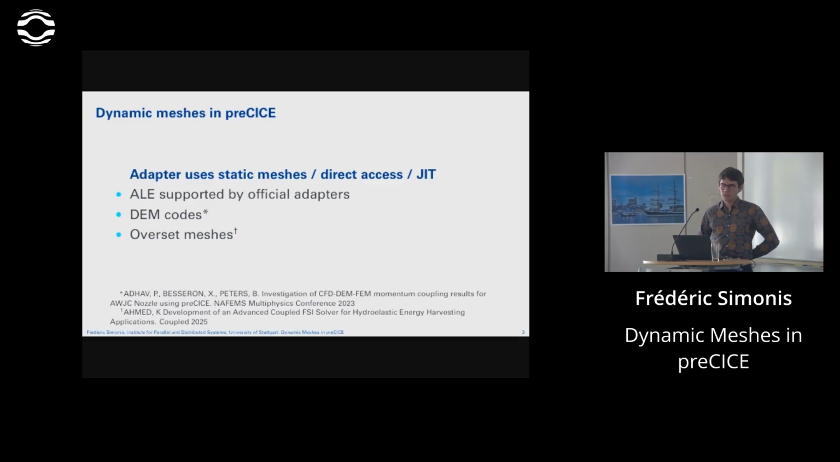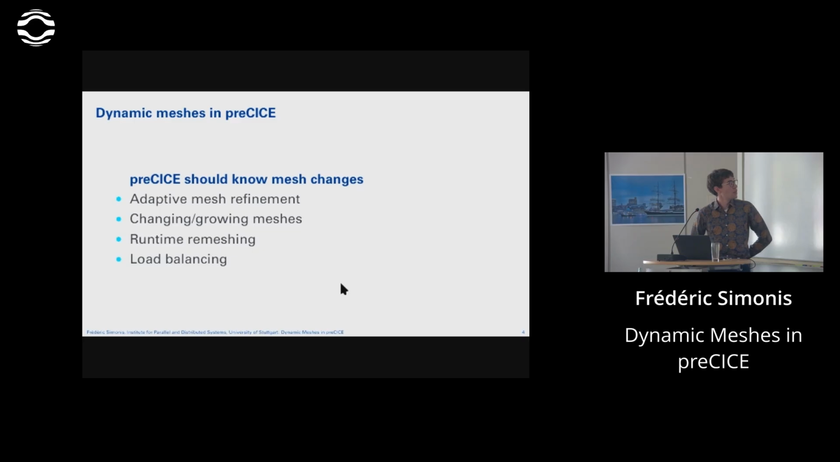However, there are some occasions where you would like to still give this information to preCICE, and this here is just a listing of those. So the first one is you have a code that does some kind of adaptive mesh refinement, and your code itself is coupled, and you have, for example, this adaptive mesh refinement on the coupling interface, and you would like to give this information to preCICE so that it can take advantage of this in the mapping methods, for example.